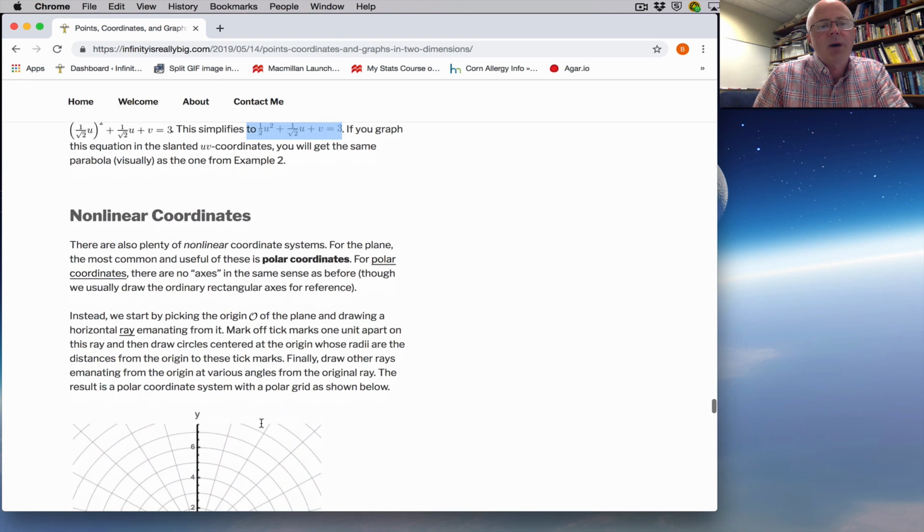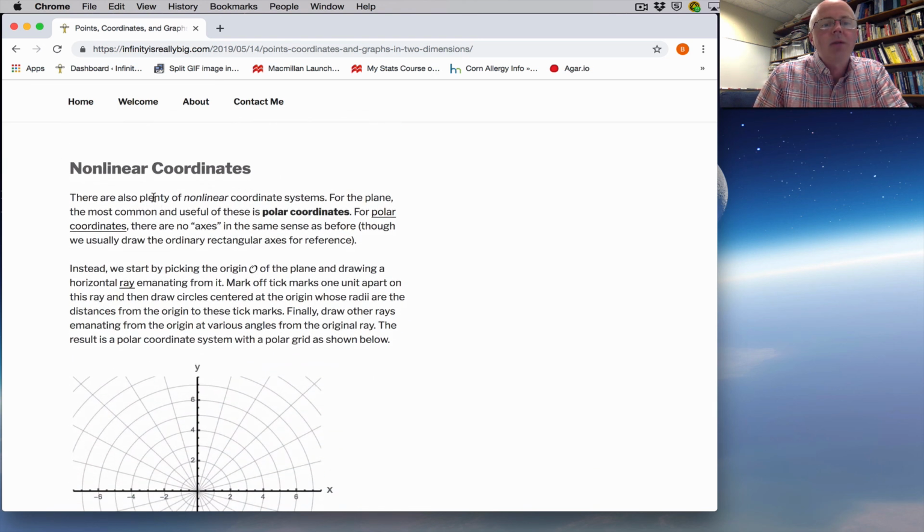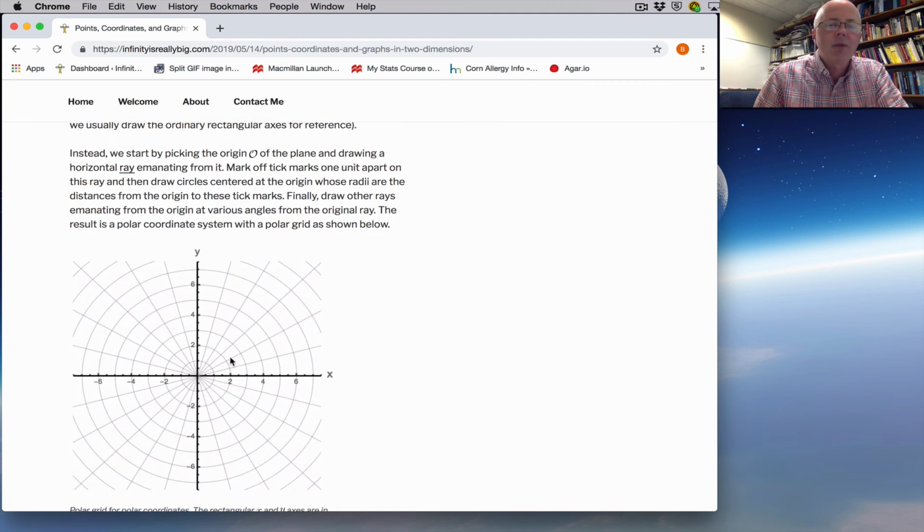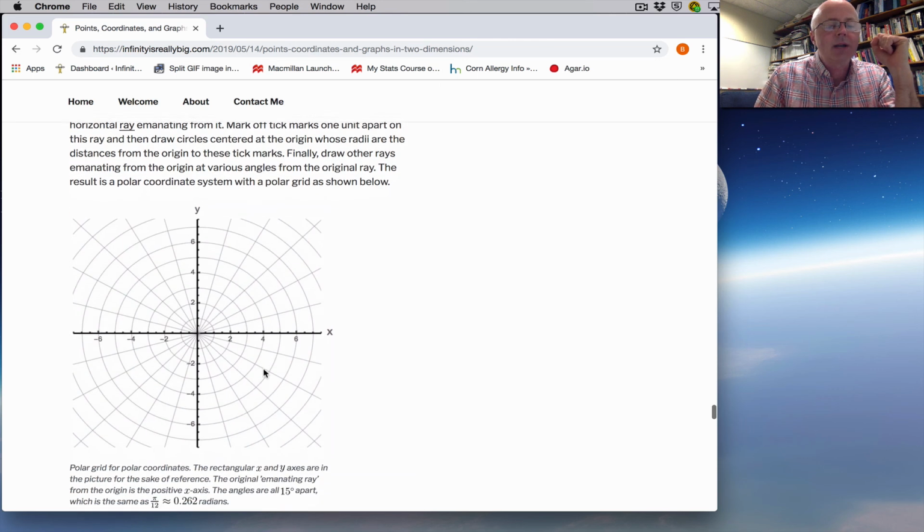The end of the section is about nonlinear coordinates, the most common of which is called polar coordinates, and here's a polar coordinate grid. For any given point in the plane, its r coordinate, take this point right here, its r coordinate is its distance to the origin, which is 5, and its theta coordinate is the angle that the ray from the origin through this point makes with the positive x-axis. It looks like that's 45 degrees, which is pi over 4 radians, and you typically do want to use radians here.